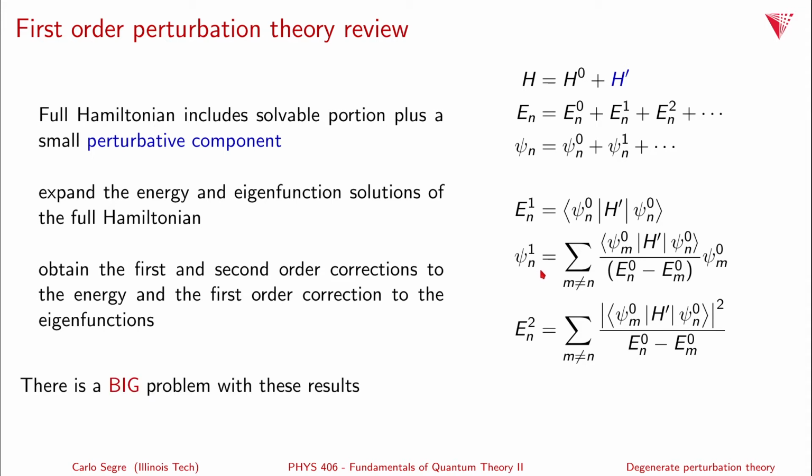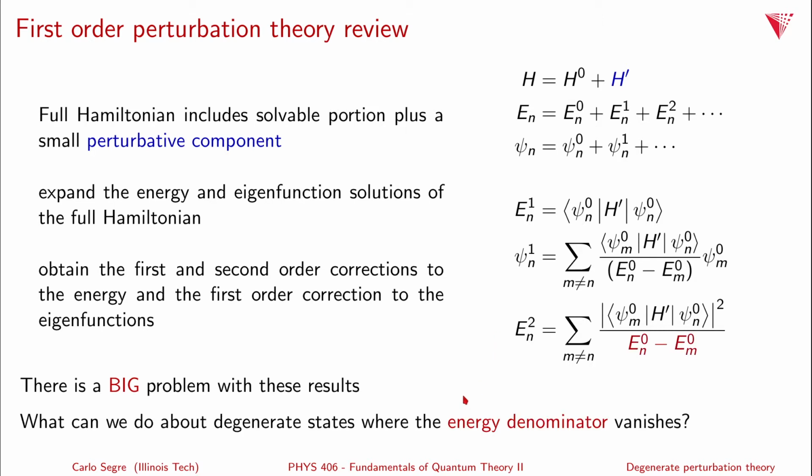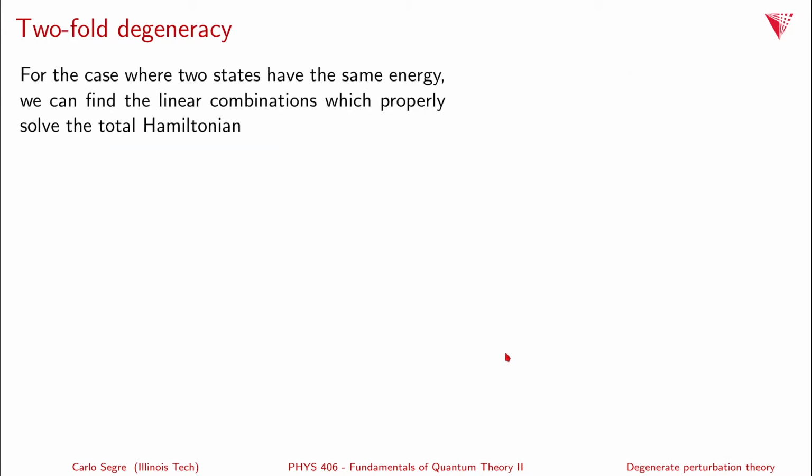Now this works fine, except there's a big problem. And the big problem is what happens with degenerate states, where the energies are the same, when the energy denominator varies. That is, if you have n is degenerate with another state m, then this energy denominator vanishes, and the first order correction to the wave function goes to infinity, as does the second order correction to the energy. And in addition, this term will be 0.